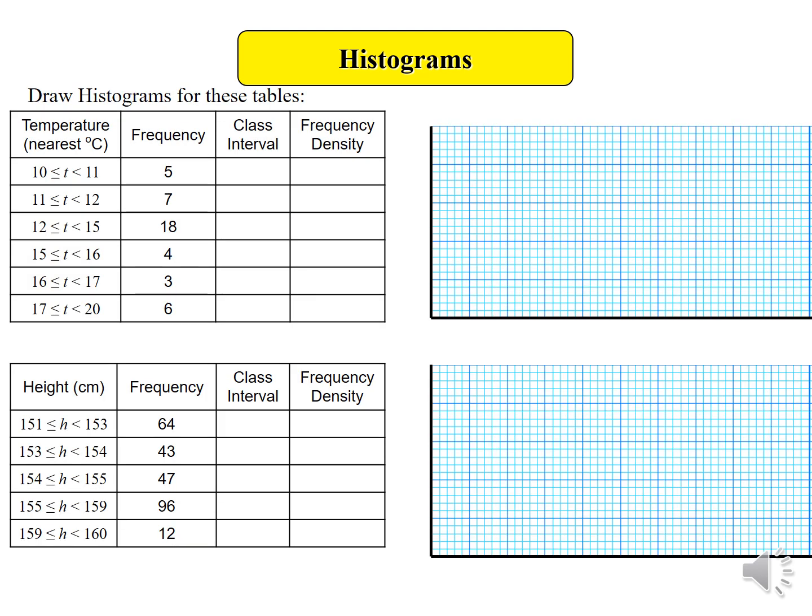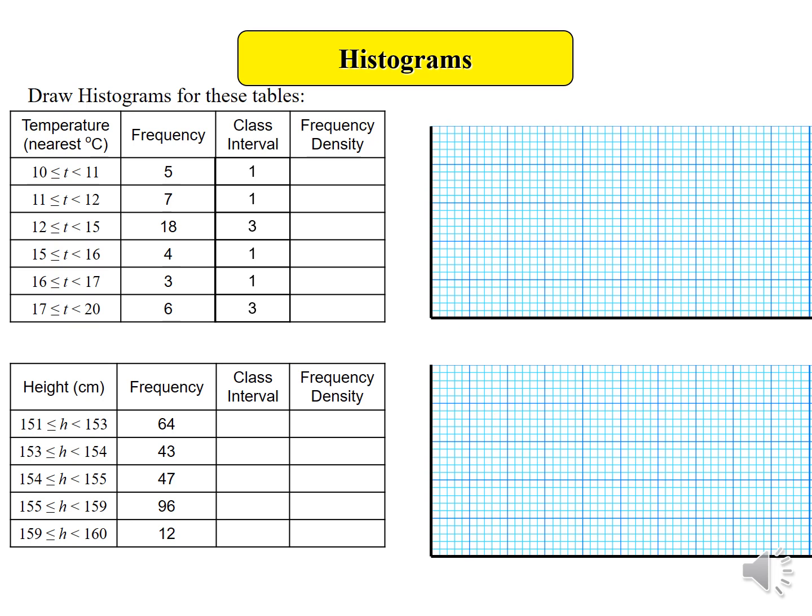Similarly, we can define the histograms for these examples also. Here the temperature has been given, 10 to 11, 11 to 12, 12 to 15, 15 to 16, 16 to 17, 17 to 20, and frequencies are also given. Now here we have to define the class interval, that is class width, which is defined as 1, 1, 3, 1, 1, 3. That is, 11 minus 10 will be 1. Similarly 15 minus 12 it will be 3, and the same part we have already calculated.